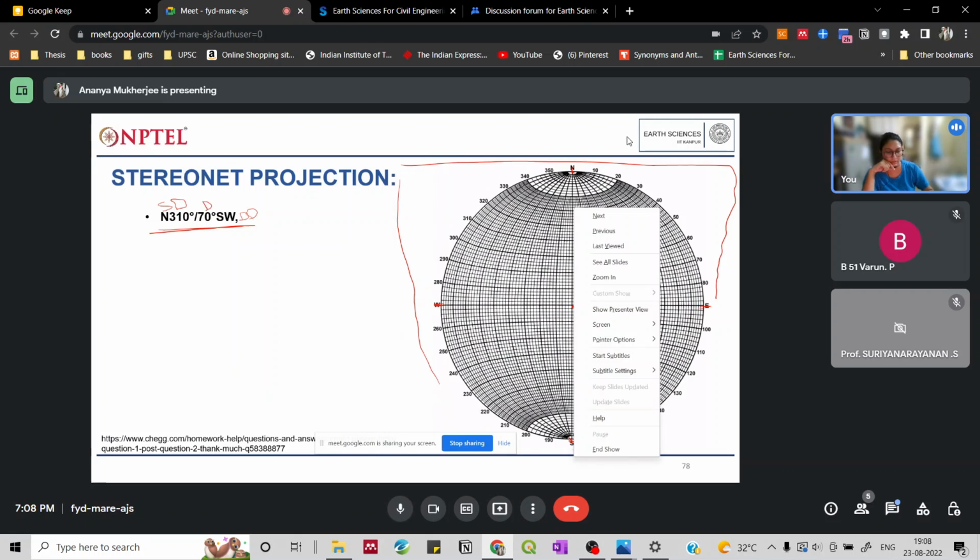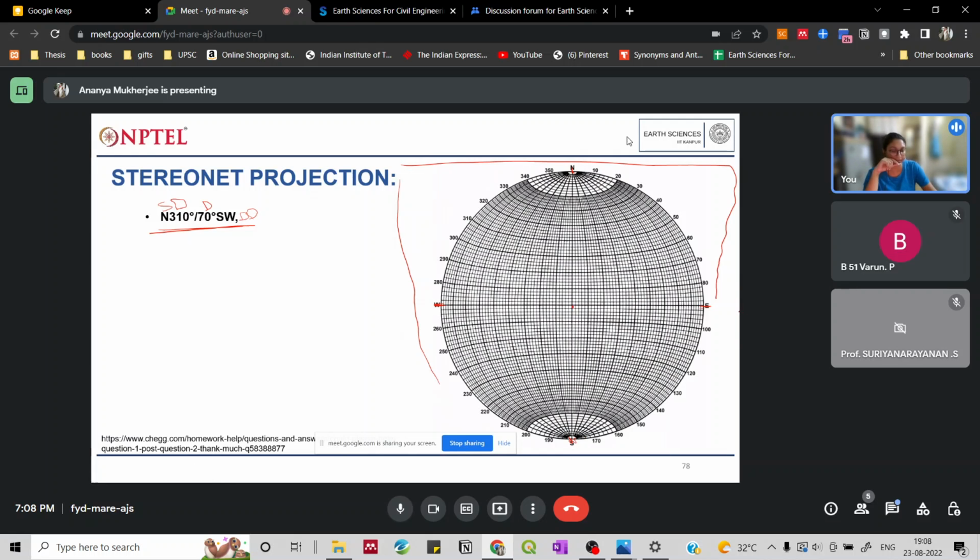Now in a stereo net, the angular divisions increase towards the inside. So this is 0, then this is 10, then 20 at 10-degree intervals, and the center line is actually 90 degrees. So the center one, 90 degrees, the center line.